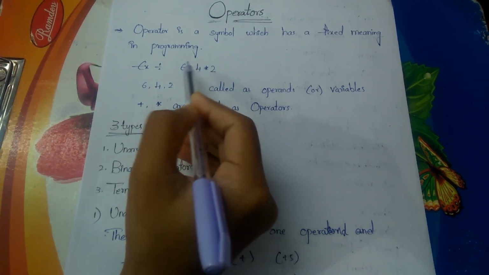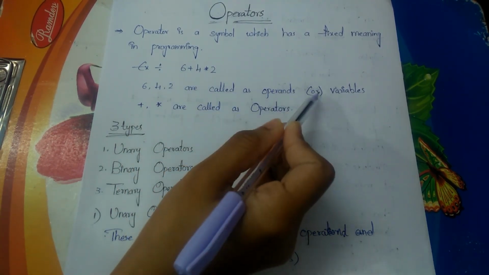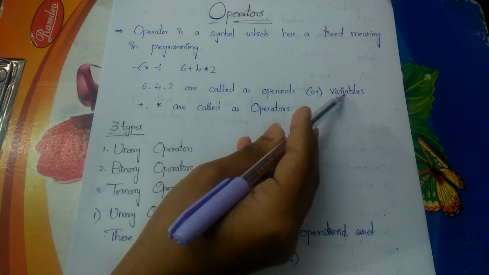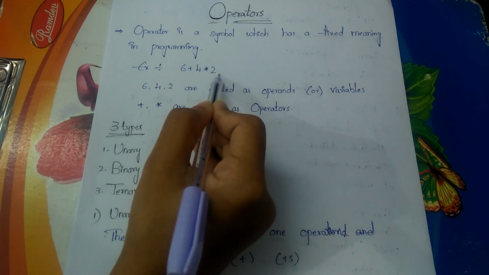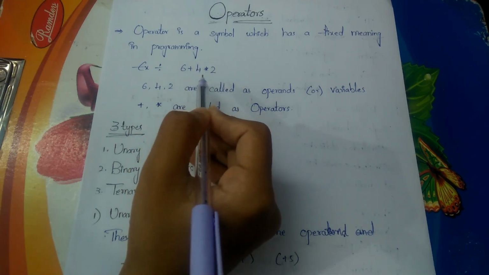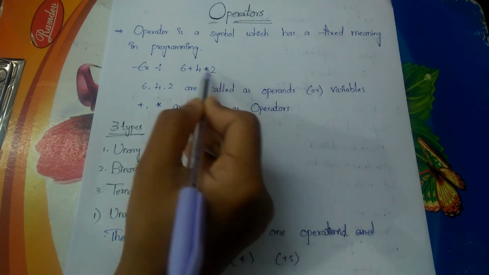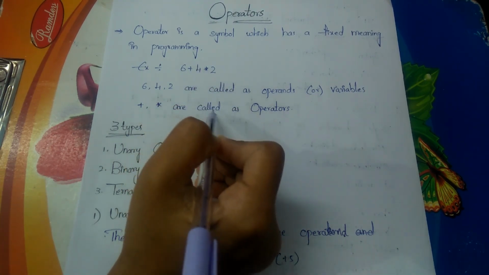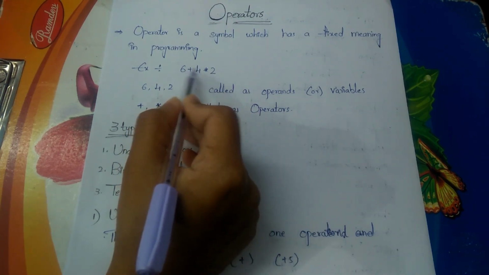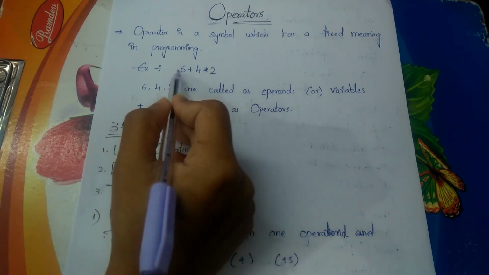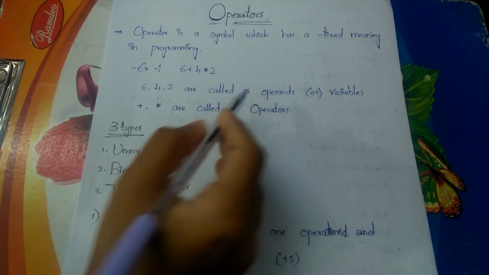In this example, the 6, 4, 3 are called the operands, or we can also call them variables, because in every problem these numbers won't be constant. These numbers are the variables. They vary from one program to another, depending on the user. Whereas plus and into are called the operators. These are constant, we cannot change these symbols.